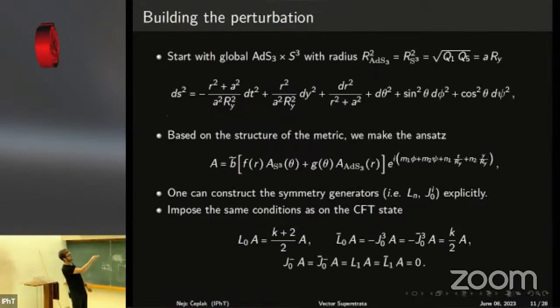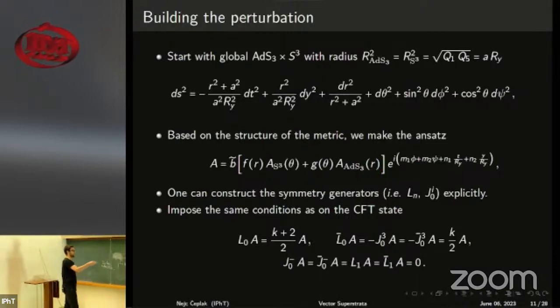If I start with global AdS3 cross S3 with a particular radius, where both the AdS3 and S3 radii are the same, I can make an ansatz based on the fact that this metric only depends on the r and theta coordinates. All of the other dependence I put up in an exponential, and everything else I make an ansatz where I have a function multiplying a one-form on the S3, and a function of AdS3 multiplying a form on S3, and a function on S3 multiplying a one-form on AdS3.